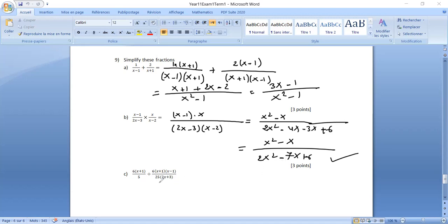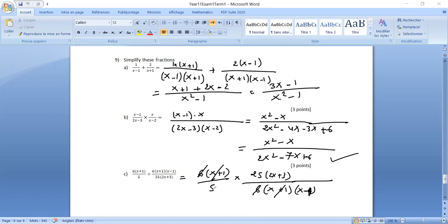Right, now here I have the division of two fractions. For the division, I need to change that to a multiplication and take the reciprocal of the second fraction. So it will be 6x plus 1 divided by 5 times 25 over 2x plus 3 divided by 6 times x plus 1, x minus 1. I have things to simplify here because I can see that I have a 6 here and a 6 here. I have x plus 1 here, x plus 1 here. I have 5 and 25.